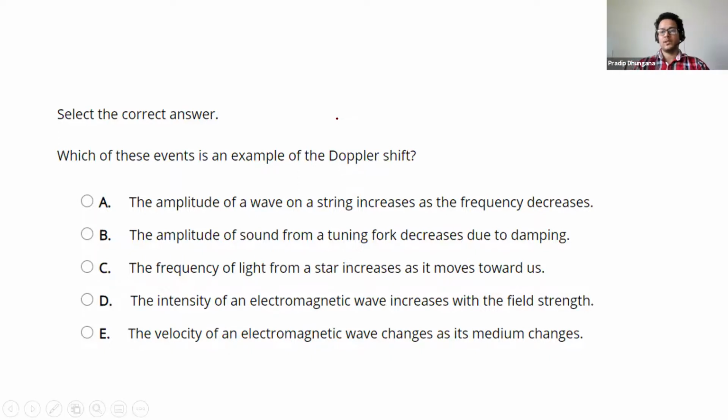The frequency of the wave will increase when the source moves towards the observer, or towards us, think in our case. And when it moves away from us, its frequency decreases. So in this case, the frequency of light from a star increases as it moves towards us. That is the example of Doppler shift. And if the star moves further away from us, its frequency decreases and wavelength increases.